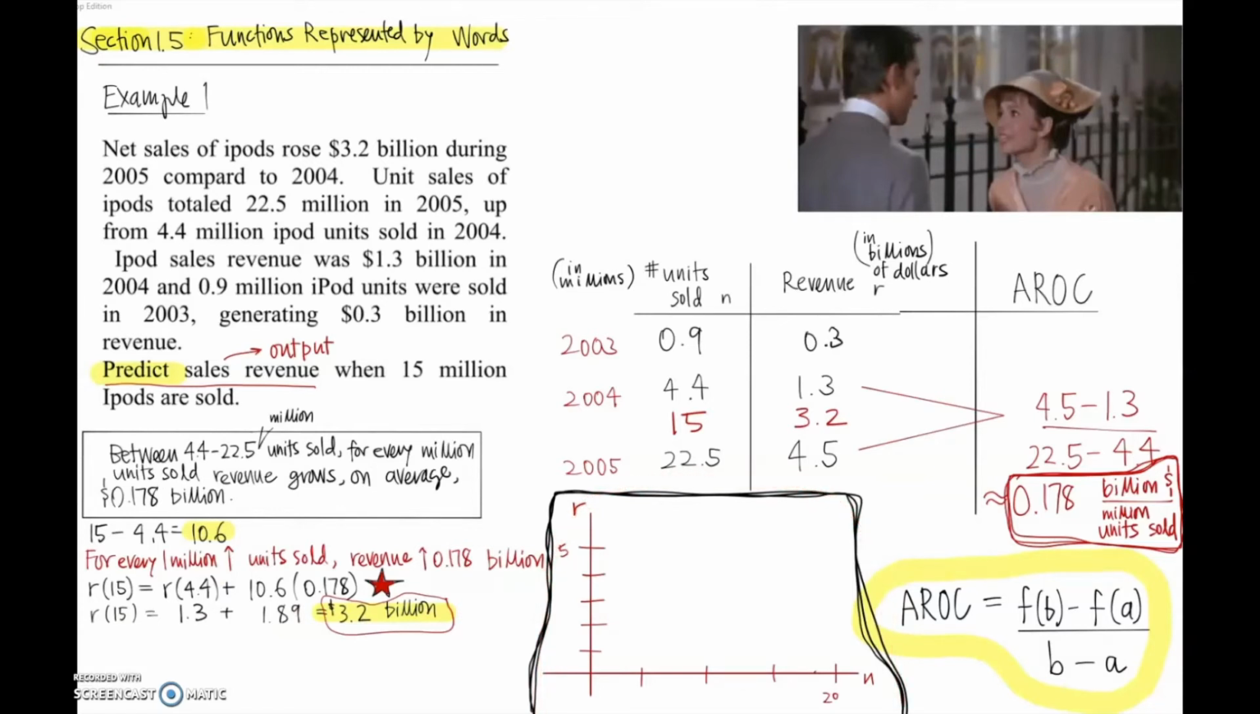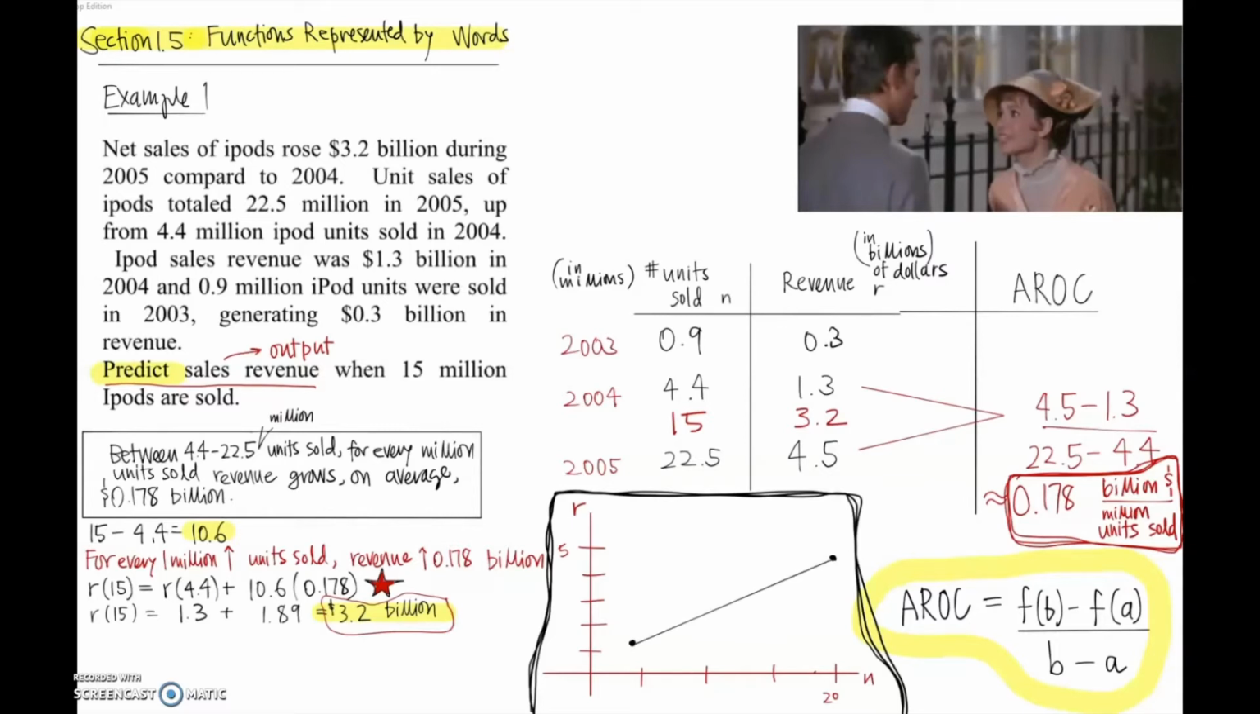of what's going on with these inputs and these outputs. On our horizontal axis, we have the input variable n, the number of units sold. On our vertical axis, we have the output variable r, the revenue. And if I were to plot the point 4.4, 1.3 on my graph, that would be about right here. And then 22.5, 4.5 is maybe about right there. This is how things are growing between 4.4 and 22.5 units sold.